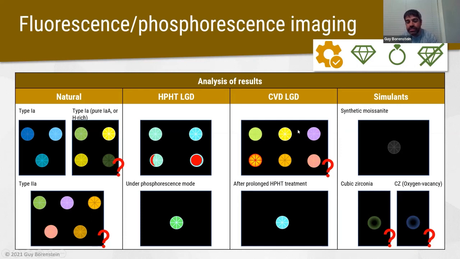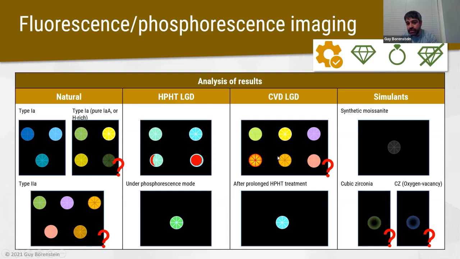CVD will give us many different colors, usually all of the warm shades: yellow, orange, red, pink, purple, yellowish green. All the colors that are considered warm shades, CVD can show. The problem is that these colors are very similar to the type 2A and to the hydrogen-rich one. So we don't know how to differentiate CVD from these cases, and we need to go to further testing.